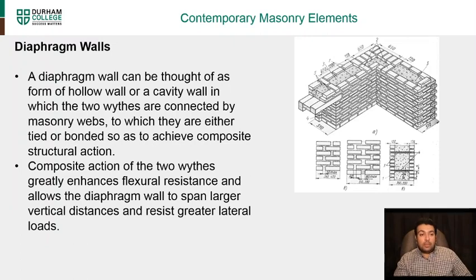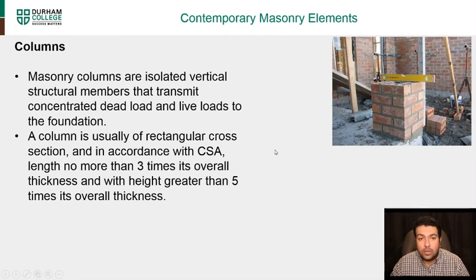The composite action of the two wythes greatly enhances flexural resistance and allows the diaphragm to span. So basically, it can span larger distances and resist greater lateral loads. You can see here there are two wythes, and in between there's almost like a small wall. They're interconnecting it together, right? And then the wythes continue, and there's a small wall. So this gives it more lateral flexural resistance.